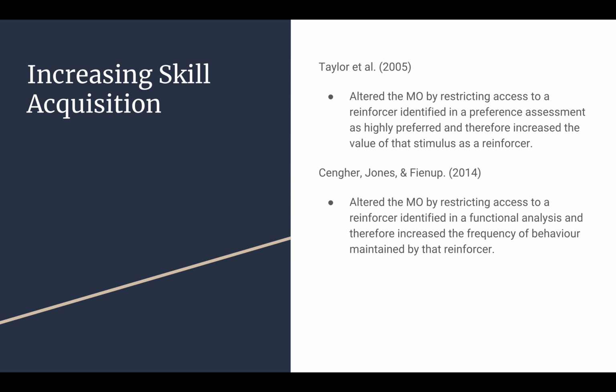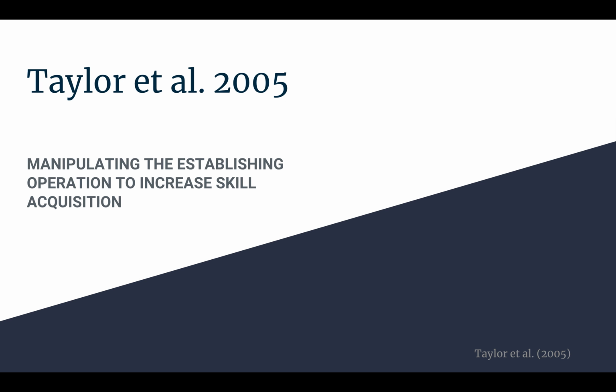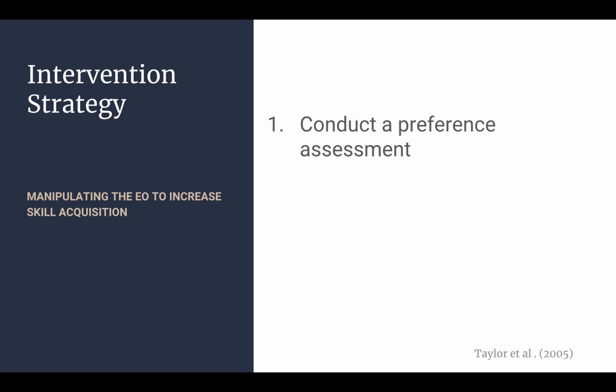Two studies increased 2 different types of skill acquisition by restricting access and creating an EO, which both altered the value of the reinforcer as well as increased the frequency of behavior maintained by those reinforcers. Taylor et al. conducted a study in 2005 to evaluate the effects of manipulating the establishing operation of deprivation on skill acquisition in children with autism. First, conduct a preference assessment to identify potentially reinforcing stimuli to be used in the intervention. Taylor et al. conducted a free operant preference assessment, which occurs in the natural environment and involves allowing the learner to engage in activities freely, and data is taken on the amount of time the learner spends with each item.